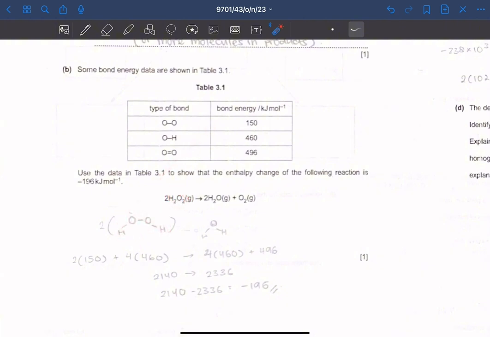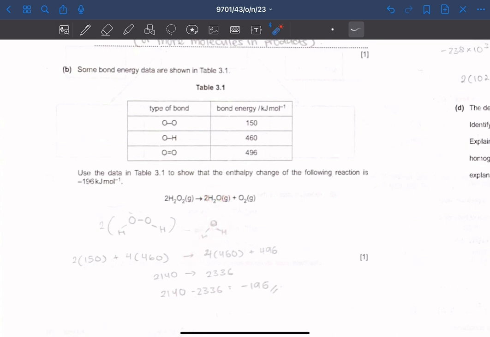For O-O, there's 150. Then for O-H, there's 460. But then because of the coefficient of 2, O-O is times 2, 150 times 2. O-H is times 2 times 2, which is 4, 4 times 460, which is the O-H bond.